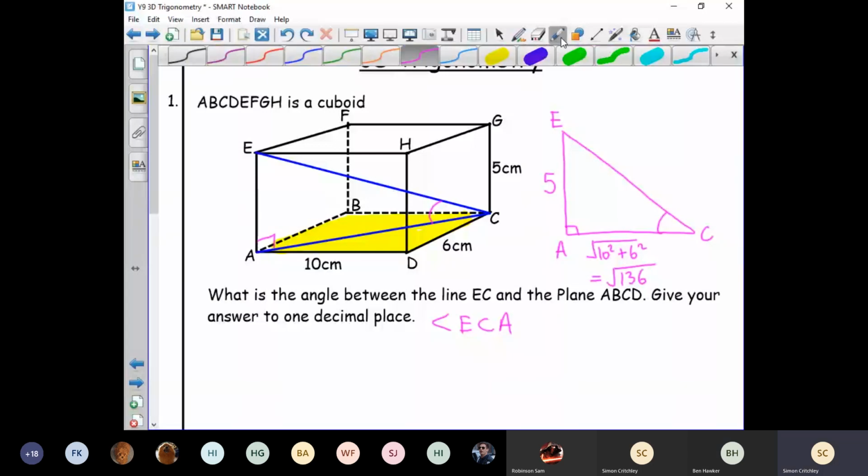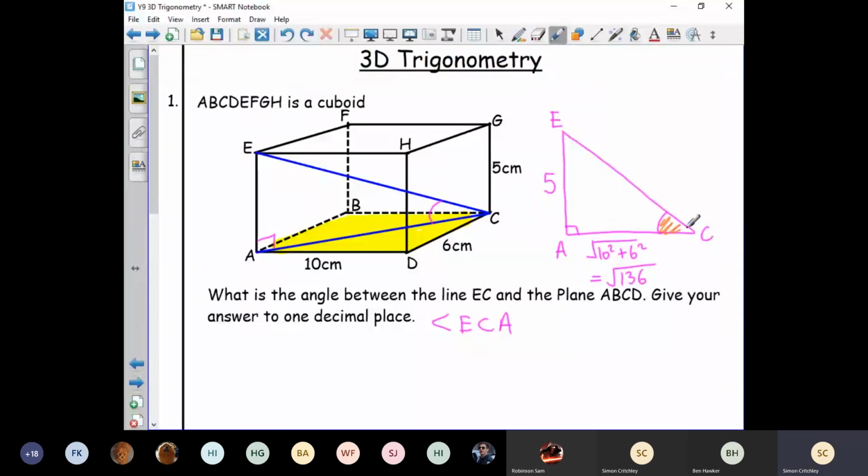Now we want to be able to work out this angle in here. And now we're going to be able to go to our SOH CAH TOA. And we've got the opposite and the adjacent. Opposite and adjacent, we're going to use TOA because that's got the opposite and adjacent in. And we'd like to be able to calculate this angle in here, which is the inverse tan of the opposite, which is 5, divided by the adjacent, which is the square root of 136.